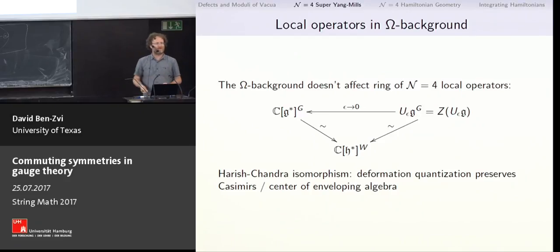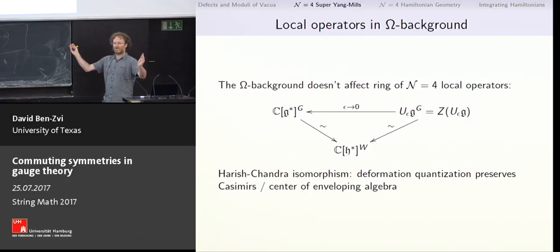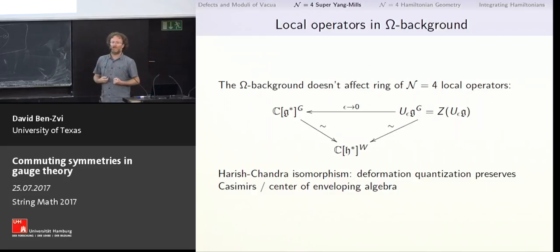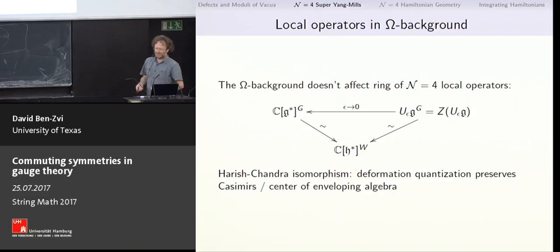Now I want to play this game of turning on the Omega background. So I'm studying 4-dimensional Super-Yang-Mills, and I'm going to turn on epsilon 1, if you'd like. I'm going to rotate around some axis. This Omega background in this case doesn't actually do anything interesting. The ring becomes the same. The ring of local operators doesn't change at all. That's in some sense a geometric statement, a reformulation of the Harish-Chandra isomorphism in representation theory.